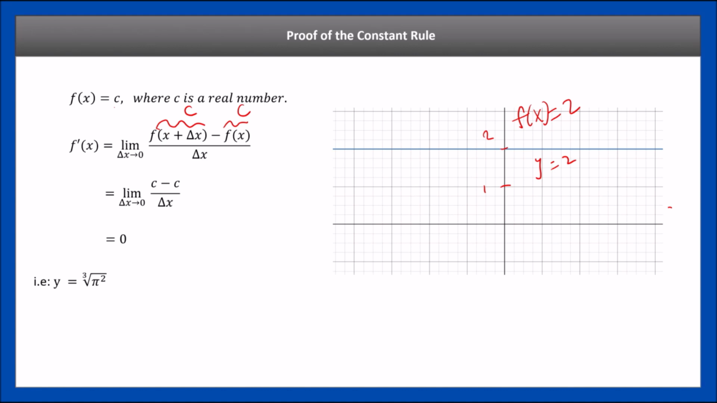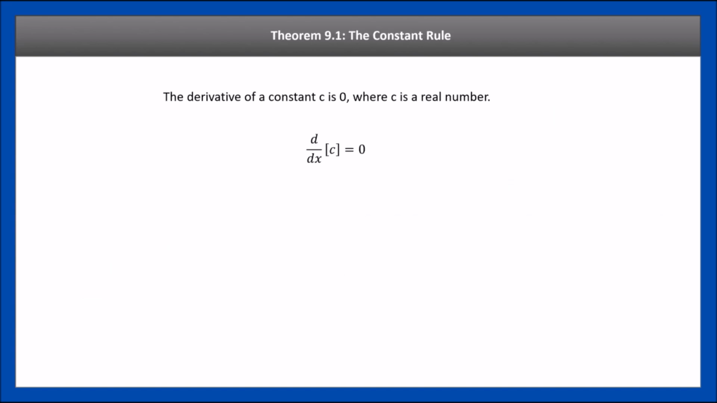Now, here's another example. If I have y equals the cube root of pi squared, remember that this is a constant. Pi is a constant, so the derivative of that is just going to be 0. So the derivative of any constant is 0. That's the first main rule, theorem 9.1: the derivative of a constant c is 0. When you see d dx, that means you're taking the derivative of c with respect to x. That's how you read that.